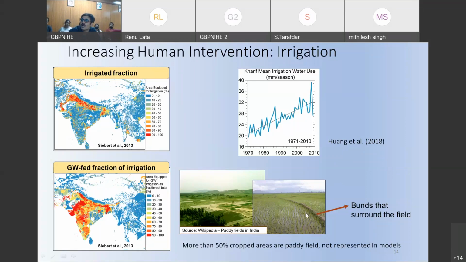And the second thing is that there are a lot of regions which are essentially paddy. Paddy means you have to keep it in a submerged condition, which is an entirely different kind of scenario compared to the Western countries, where mostly it's maize, barley, this kind of crop. But here we are essentially talking about paddy, and more than 50% of the crop area is paddy field. So it's very important to understand the impacts of paddy fields.